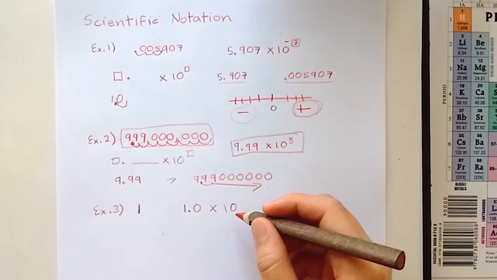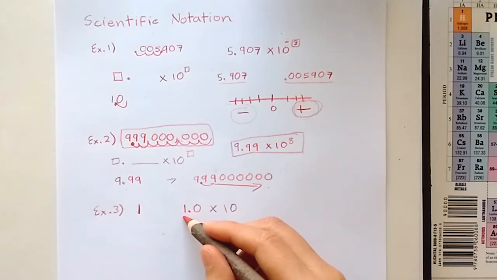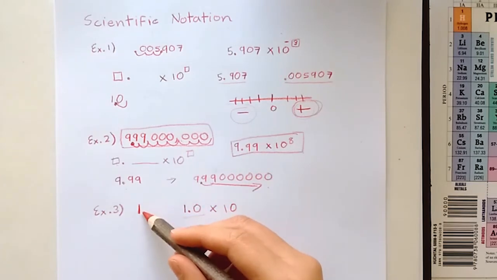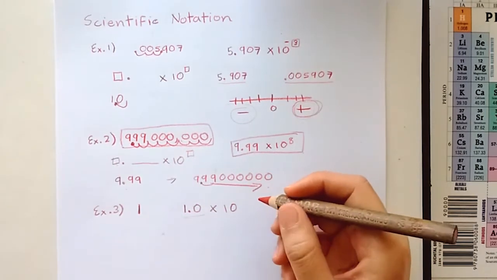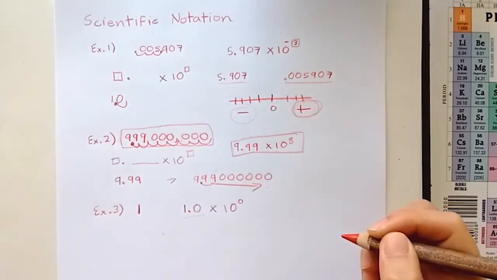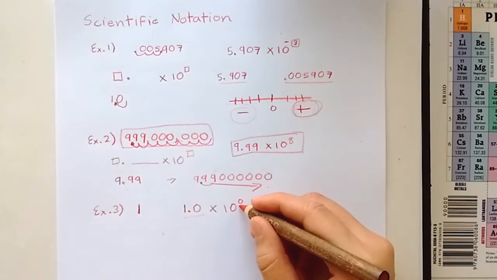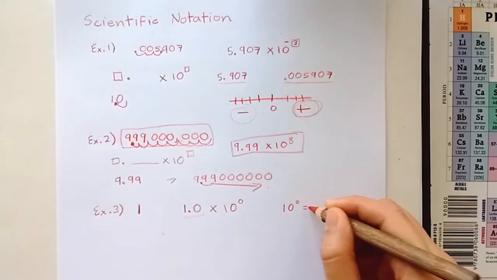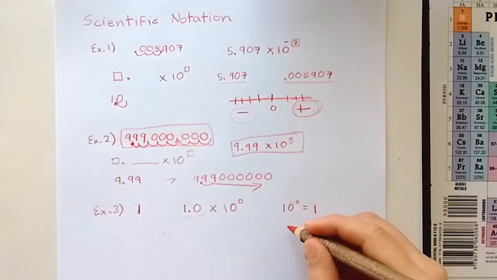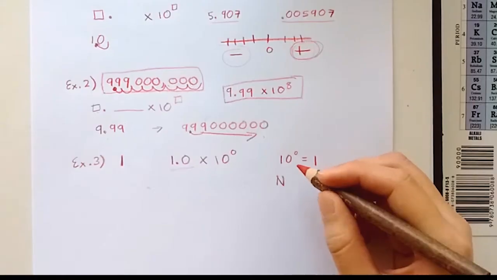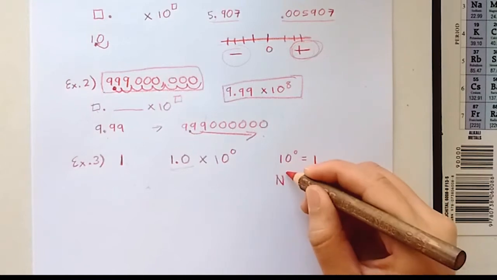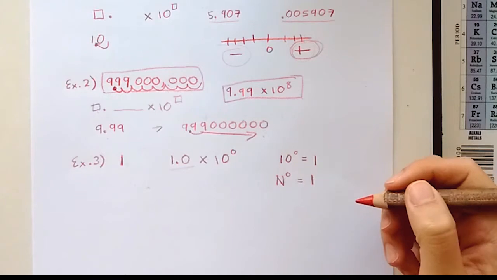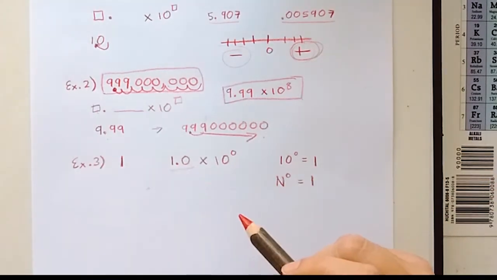In this case, because the value is 1, the decimal point doesn't really have to move anywhere. It just stays there, so it moves 0 places. So the exponent would be 0, because we know that 10 to the 0 is just 1. Any number, let's just say n is a number, to the 0 is going to be 1. So that's how this one would work.